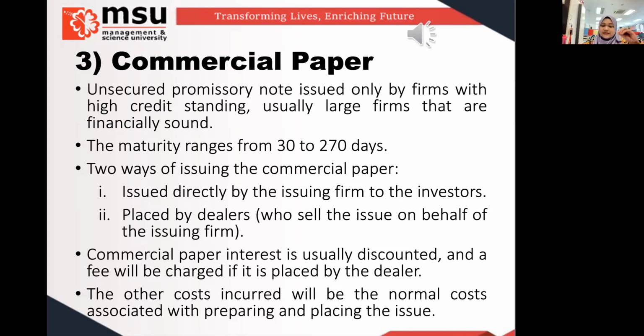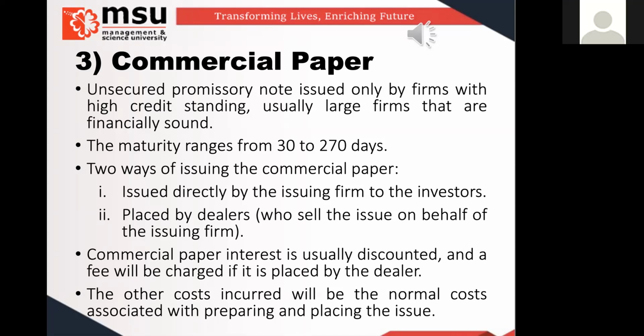The other costs that will be incurred are the normal costs associated with preparing and placing the issue. So for all transactions, there are costs associated with them. It is a normal practice of operations. Whenever you have things to do, there are costs that we have to bear. All right. So this is commercial paper. What is commercial paper all about? Commercial paper is one of the financial instruments and the tenure or duration is less than a year. So that is the meaning of commercial paper.